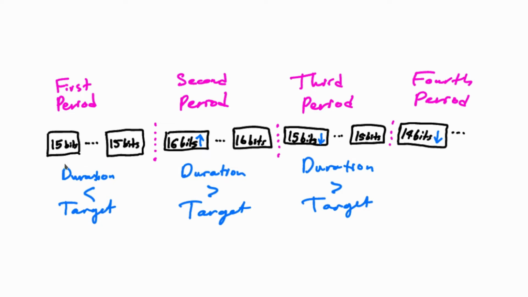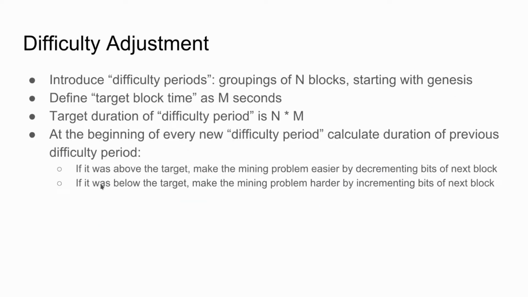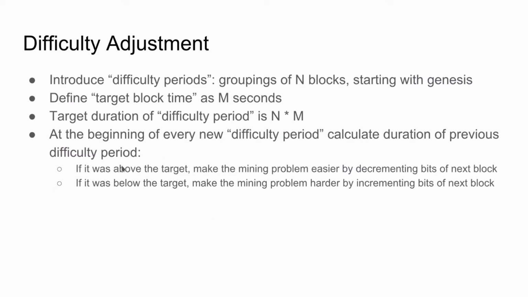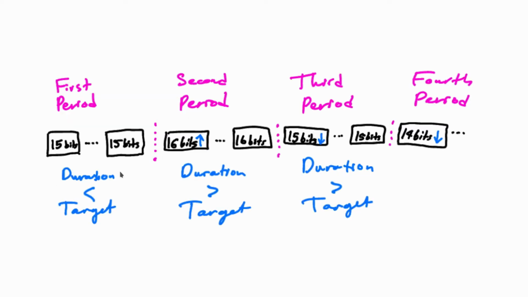And if the measured duration that it actually took to mine those blocks is less than the target, then we're going to increment the bits. We're going to make the problem a little harder, just like we said over here, right? That's the second one. If we're below the target, that's what we said here. If we're below, then we increment bits. We make it go up. So that's the second case here. The first case would be the next block.